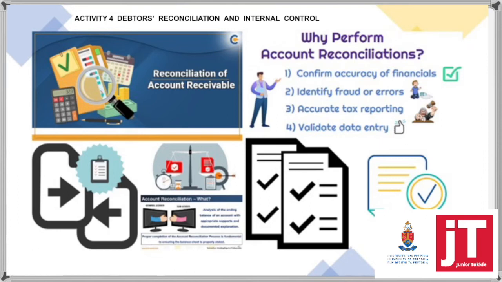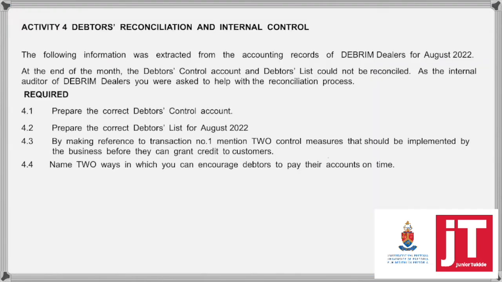This is Mrs. DeMailon speaking, and we are going to look at Activity 4, Debtors Reconciliation and Internal Control. So, Debtors Reconciliation. The following information was extracted from the accounting records of D. Brim Dealers for August 2022. At the end of the month, the debtors control account and the debtors list could not be reconciled. As an internal auditor of Debrim Dealers, you were asked to help with the reconciliation process. Prepare the debtors control account and prepare the debtors list for August 2022.